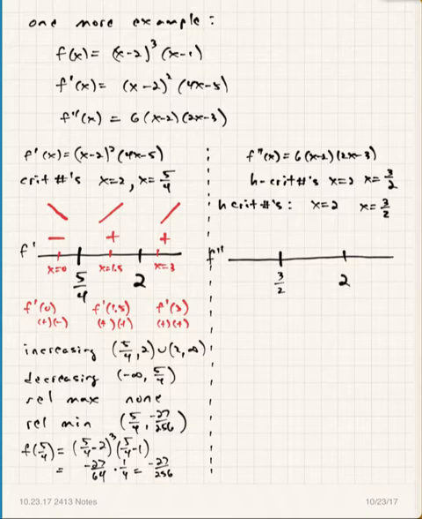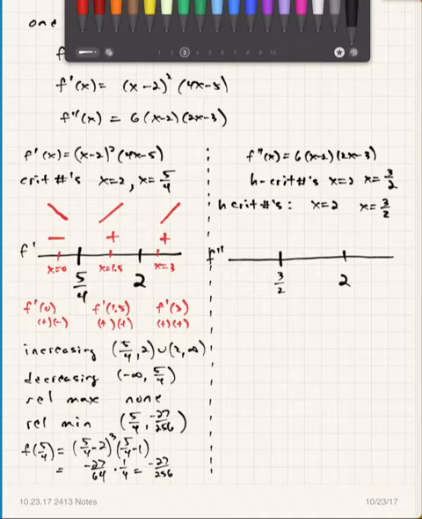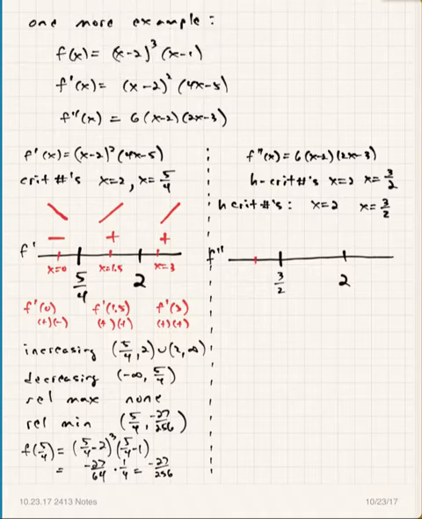We look at the second derivative. We pick out test numbers in each of these intervals. You get x equals 0, x equals 1.75, 1 3/4, 7/4, and then finally x equals 3. And so now we look at the sign of the second derivative at 0, and the sign of the second derivative at 1.75, and the sign of the second derivative at 3.